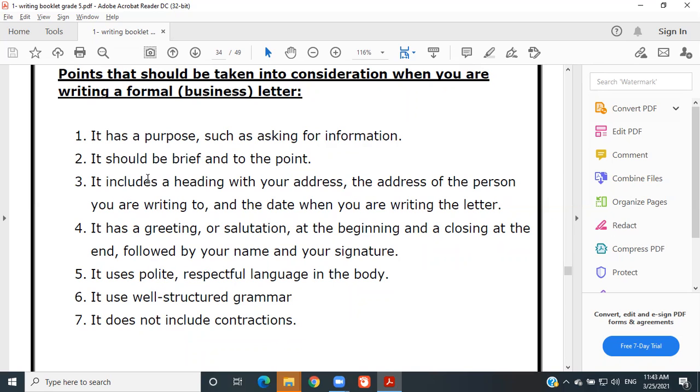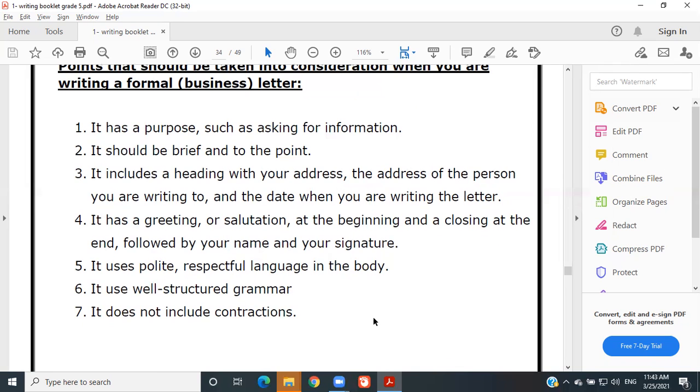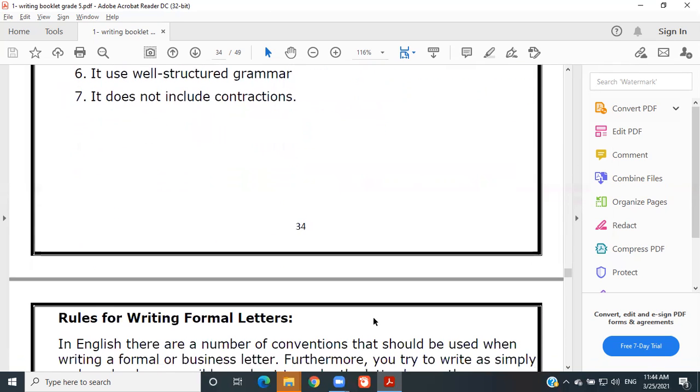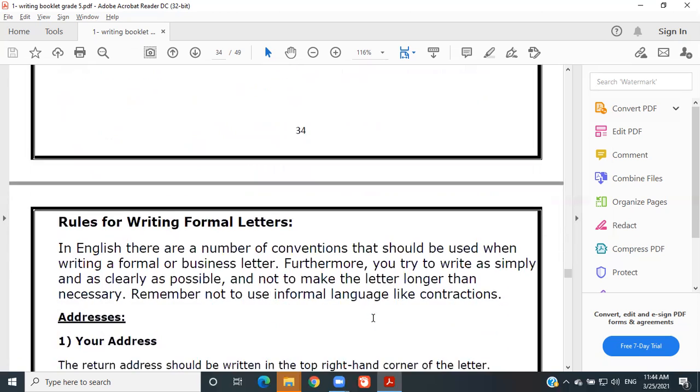Seven, it does not include contractions. We can let go of this one because it's not required now. You can write with contractions. It's no problem. Okay.